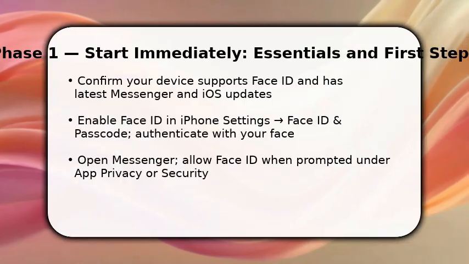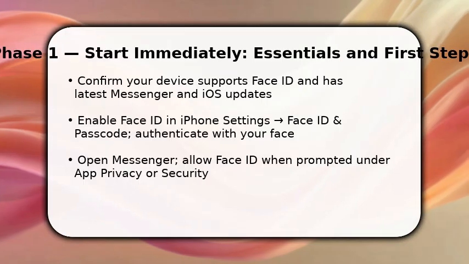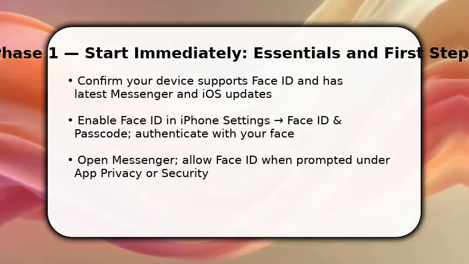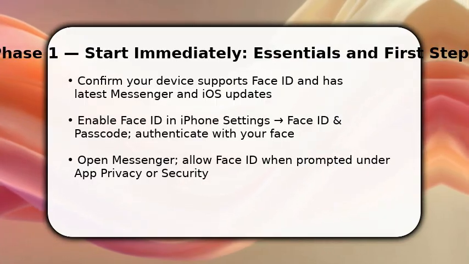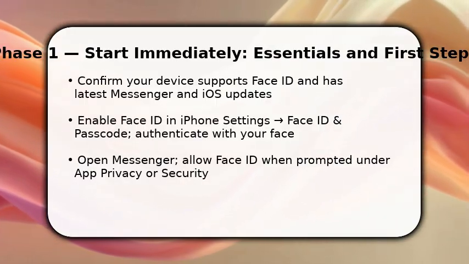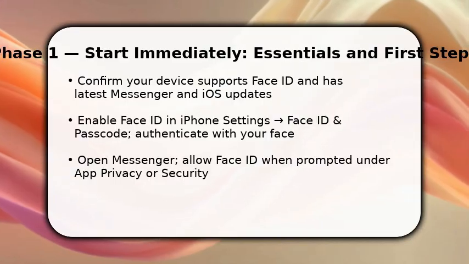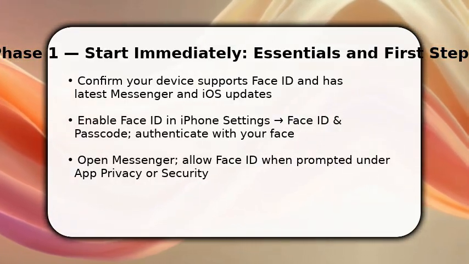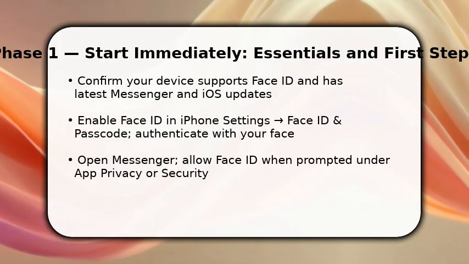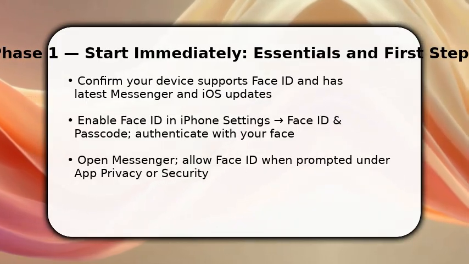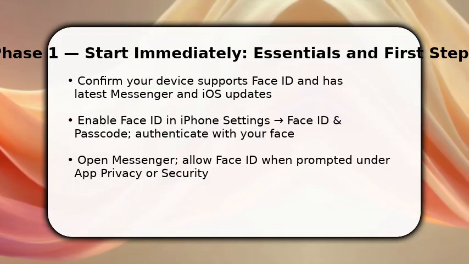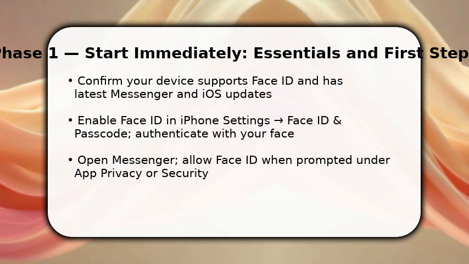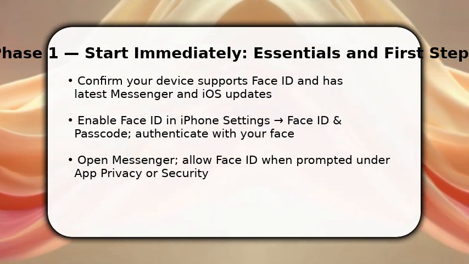You start by confirming hardware and software are ready. The phone must support Face ID, and Messenger needs the latest update. Once done, go to iPhone settings, open Face ID and passcode, and enroll or verify your face so the system recognizes you reliably. Make sure to authenticate in good light. This reduces false rejects. Then open Messenger, and when prompted, grant the app permission to use Face ID. This links the security layer to your messages directly.